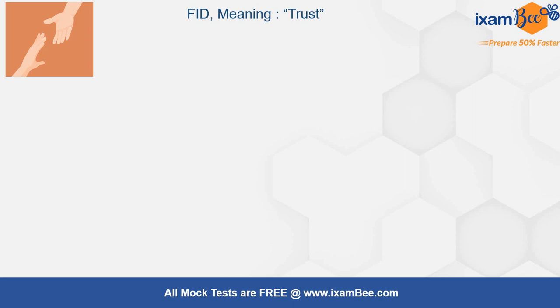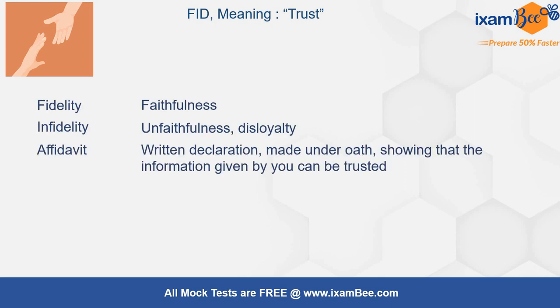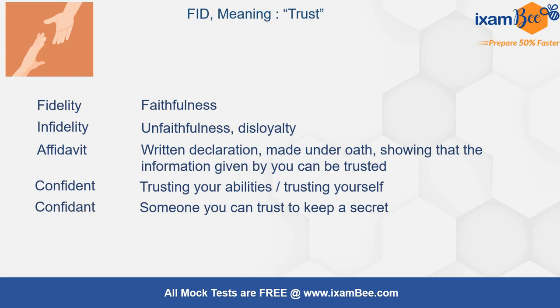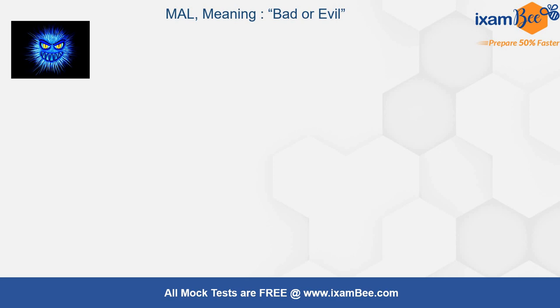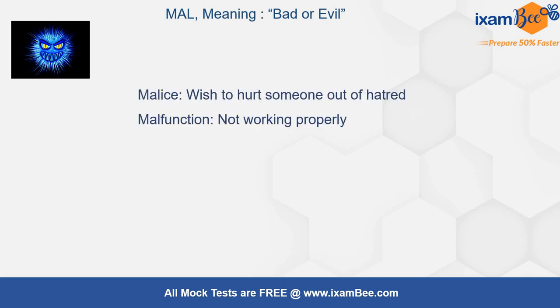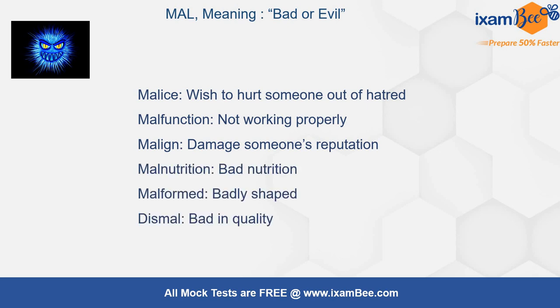Now, when we see the meaning of fid, it means trust. So there are many words which contain fid and will have a meaning related to trust. This meaning may either be a synonym of trust or an antonym of trust, right? Now, talking about mal, mal means bad or evil. So the words which contain mal or are formed using mal will have a meaning that is either bad or evil, right? So here dismal means bad in quality, while fid meant related to loyalty or trust.